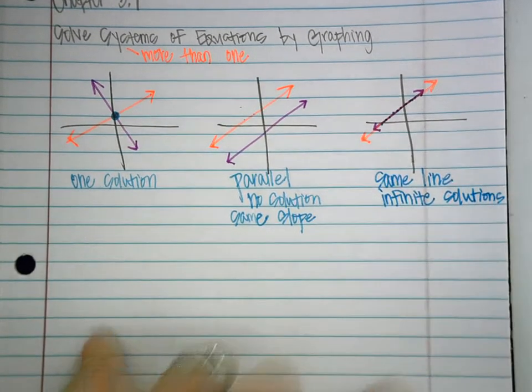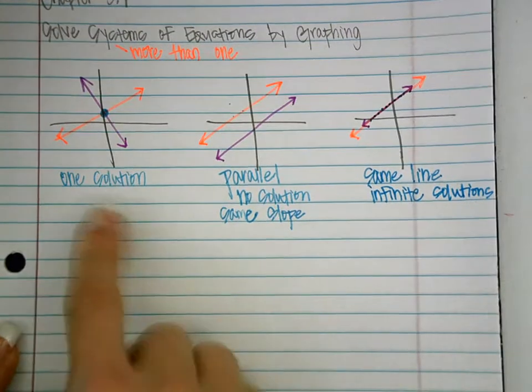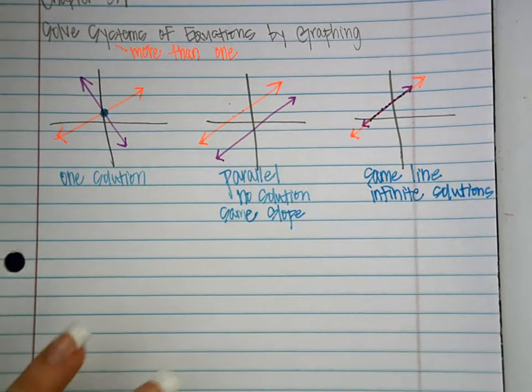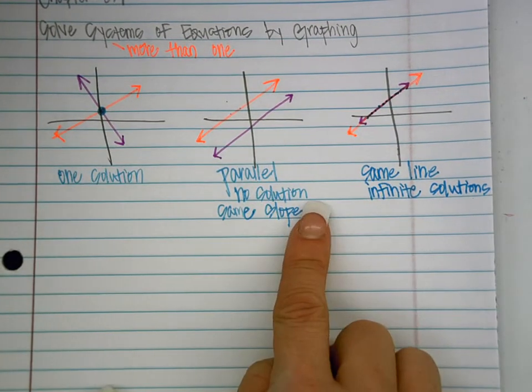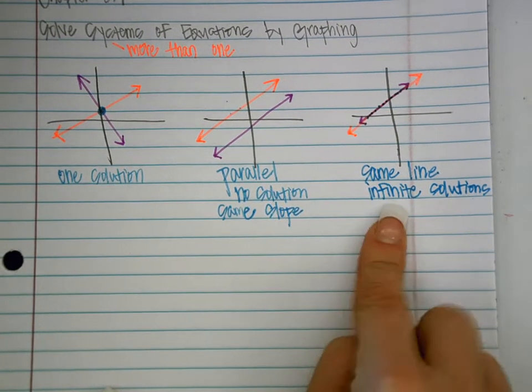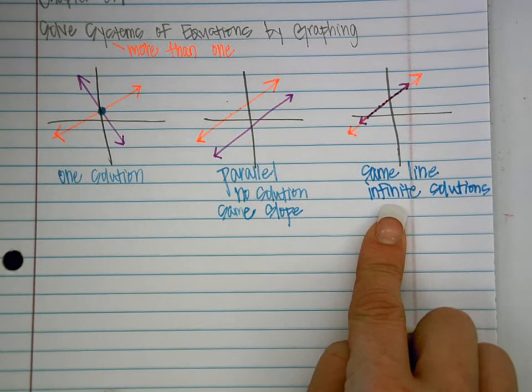Okay, infinite solutions. So we are going to see three different ways here, or three different possibilities. You could have one solution. You could have no solutions if the lines are parallel. Or you could have an infinite number of solutions. And that's basically the exact same line.